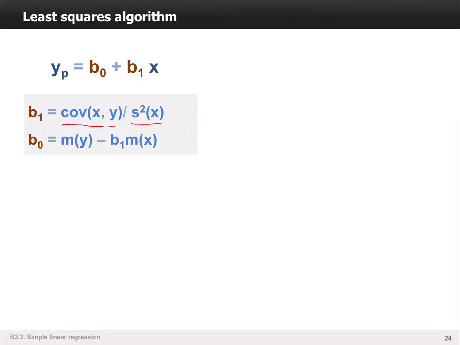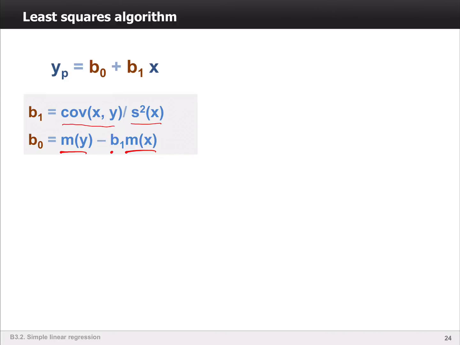Okay. And then if you found the slope, you can calculate the intercept by taking the average of y, the average of x, and then you just multiply the average of x by the slope and subtract this value from the average of y. That will give you the intercept. Okay. Now let's think a little. Let's recall what covariance and variance are.